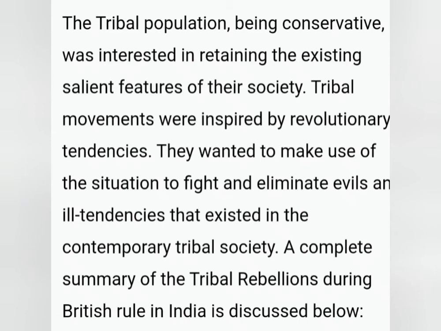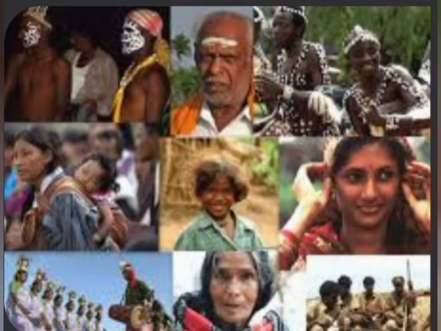A complete summary of the tribal rebellions during British rule in India is discussed in your content book. So, children, please read your content book and mark the difficulties whichever you face while reading so we can clear them during our online sessions. Also, please try to solve the workbook and the worksheets, and we can discuss that also during our online class.